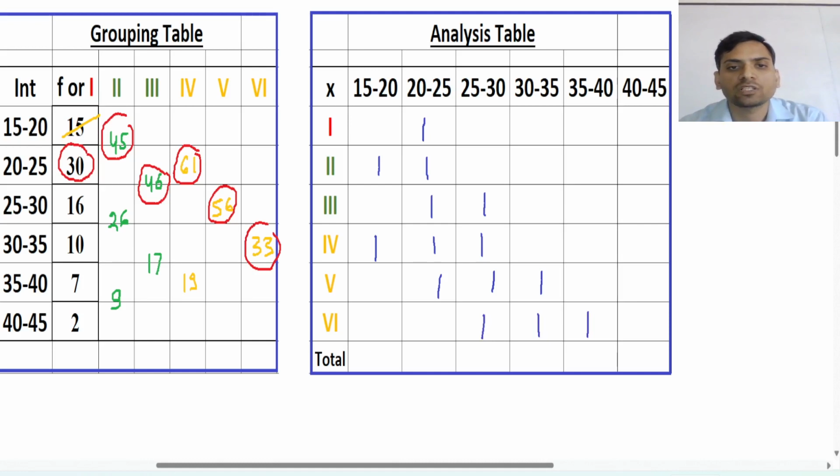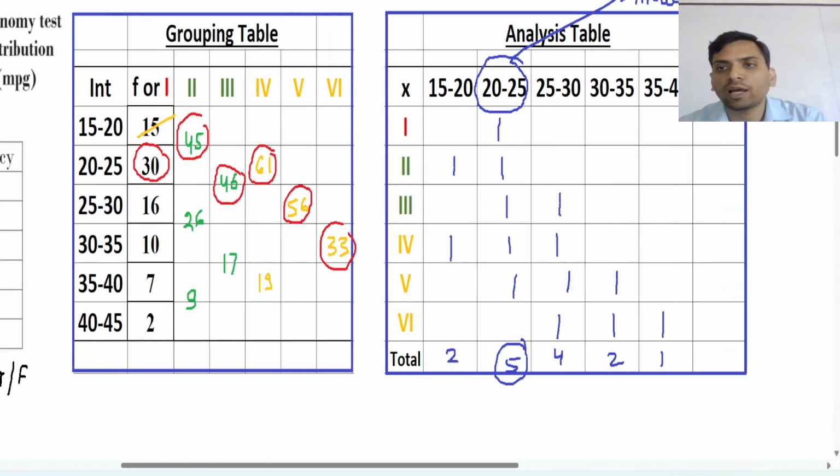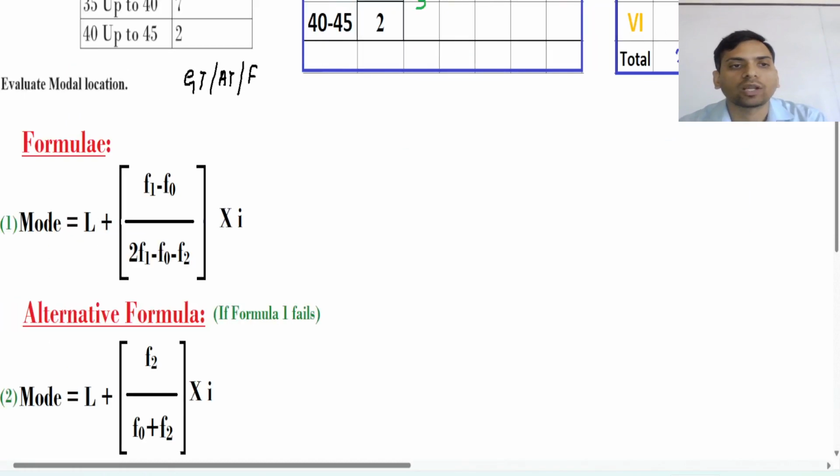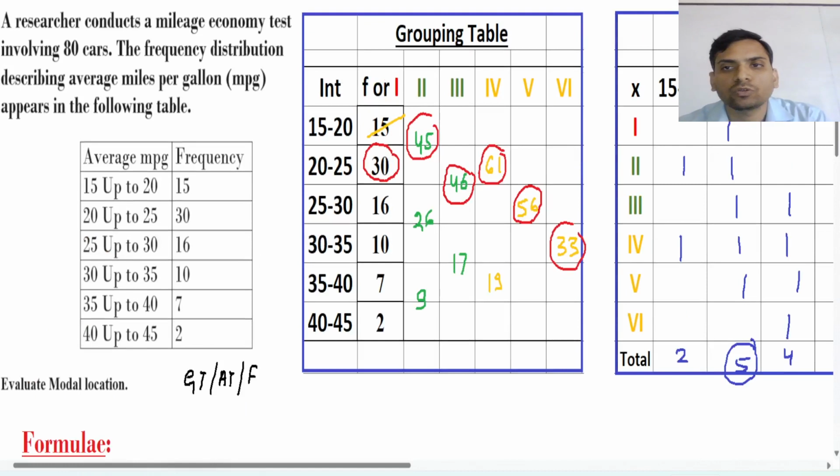Now we will find summation of these columns. So summation of this is 2, this is 5, this is 4, this is 2 and this is 1. So this quantity is maximum. This means this 20 to 25 is your modal class. This is considered as modal class. Now we will apply formula, and we have two choices of formula. First is this, second is this. If this formula fails, then we will apply second one. So we are applying first one, and your modal class is 20 to 25. This class is modal class.